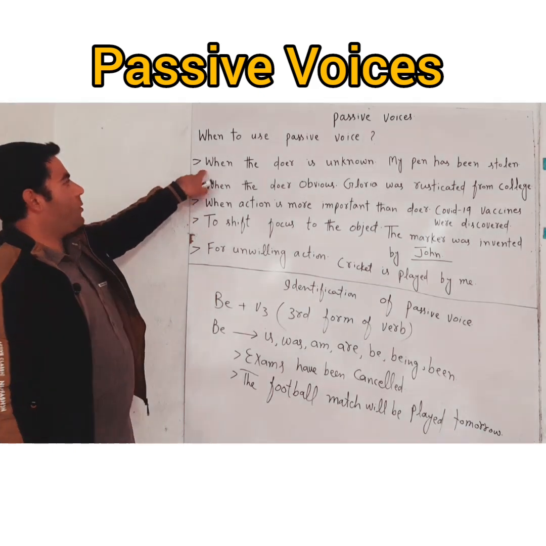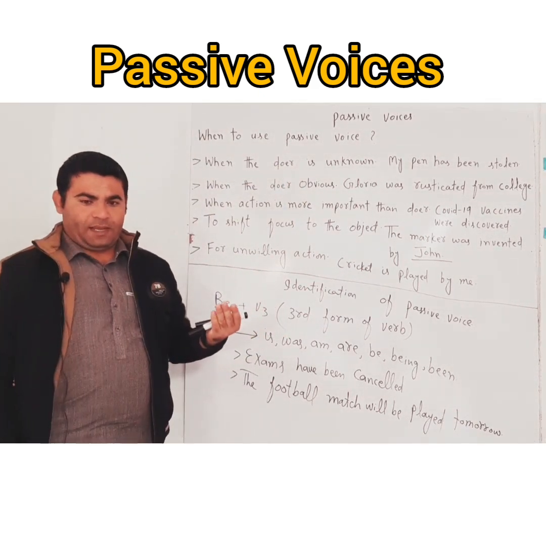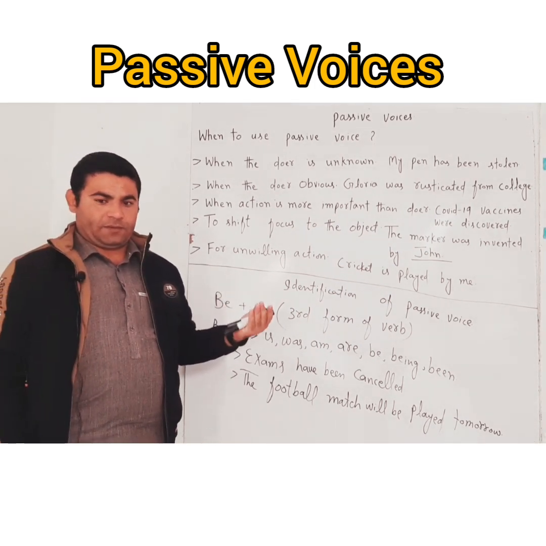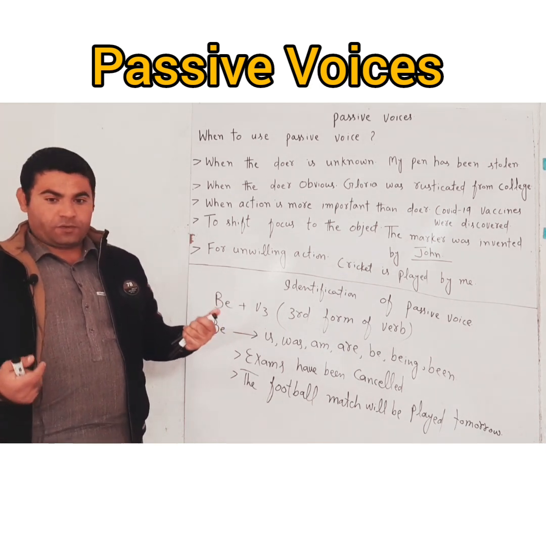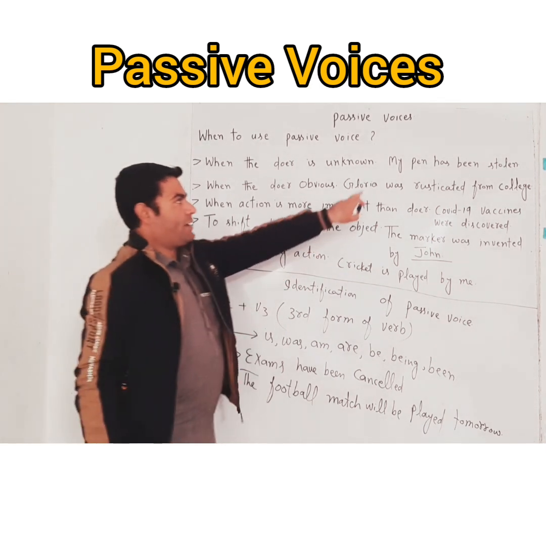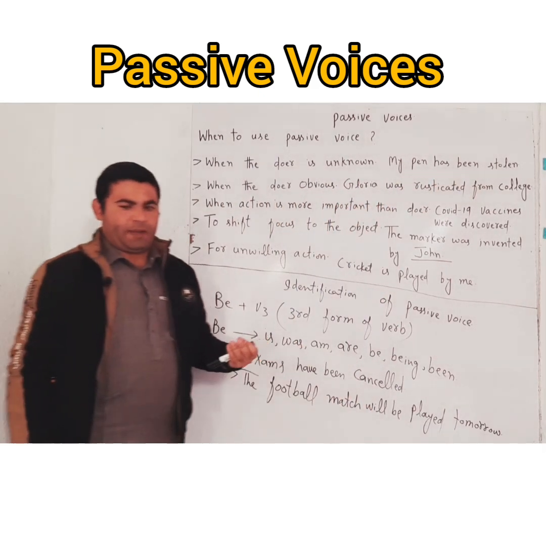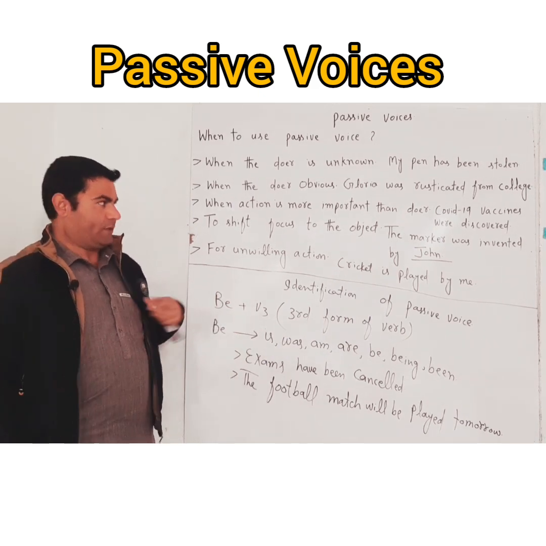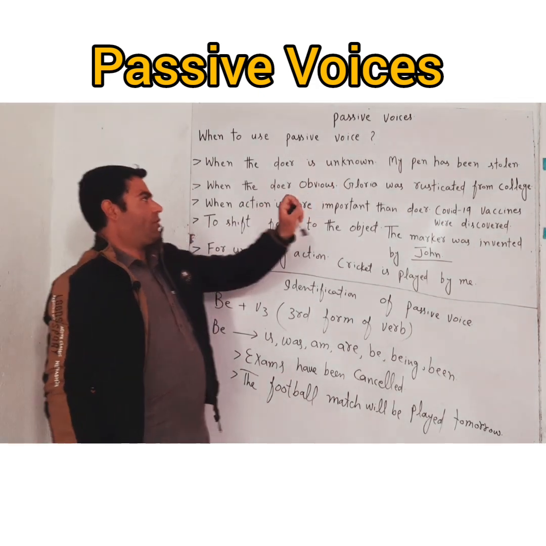First of all, when the doer is unknown. Some action has happened, something has happened, and we don't know who has done it, but we know what has happened. For example, my pen has been stolen. Now, who has stolen my pen is unknown, but what I know is that my pen has been stolen. So when the doer is unknown, you'll have to use passive voice.